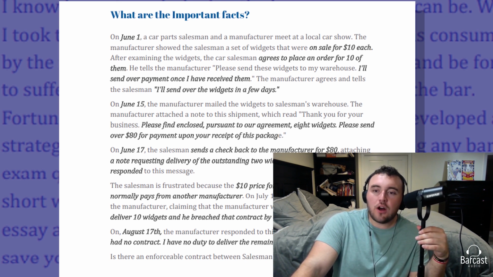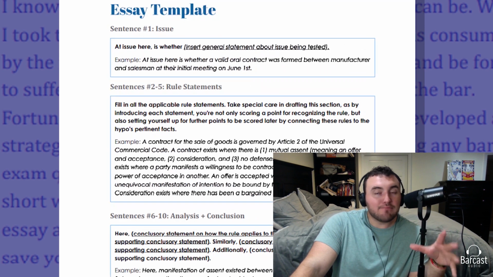You can see on the screen here what I've highlighted, what I'm referring to when I'm talking about this. And now in the next slide, I've broken this down in the template, right? So here we go. Sentence number 1. This is how the answer to this essay would go.